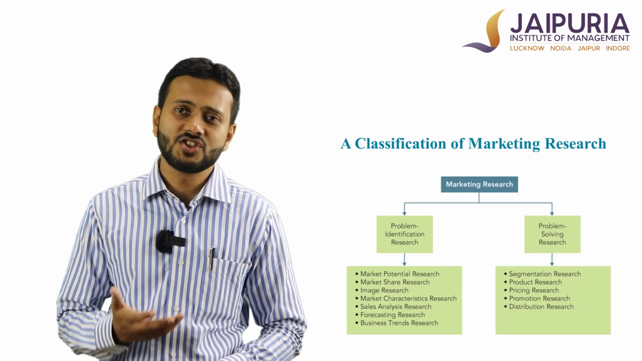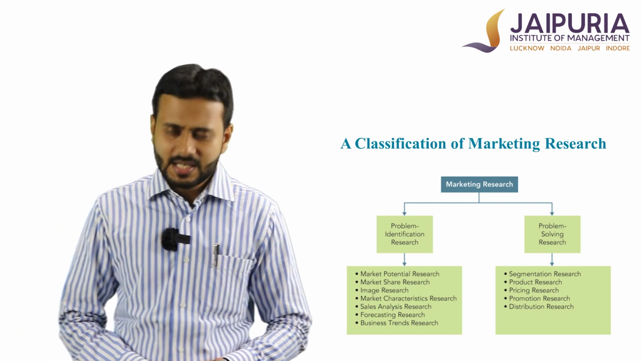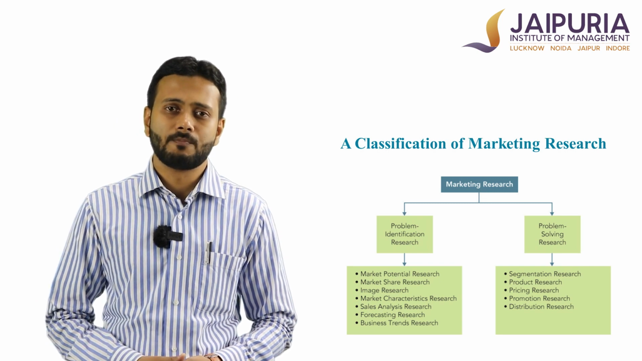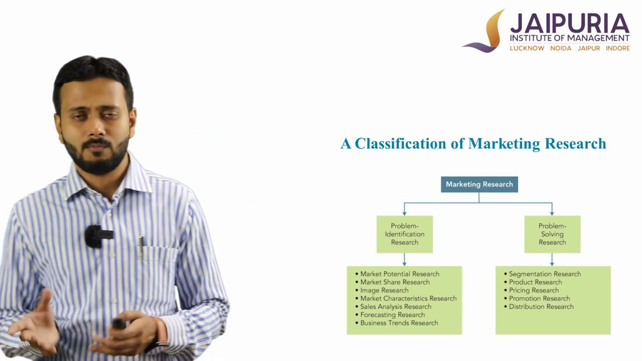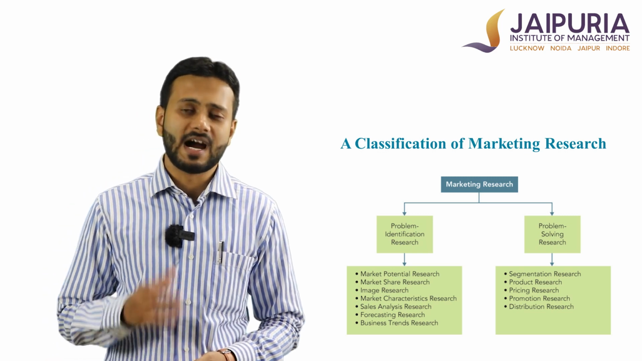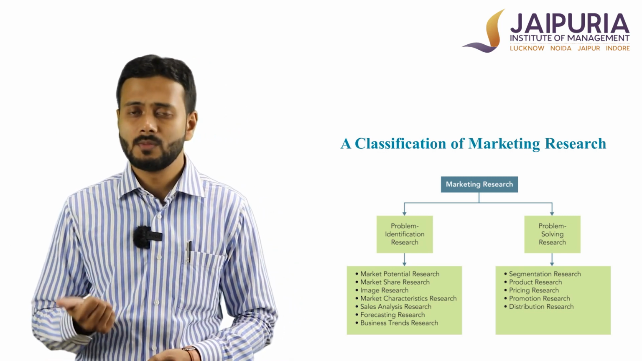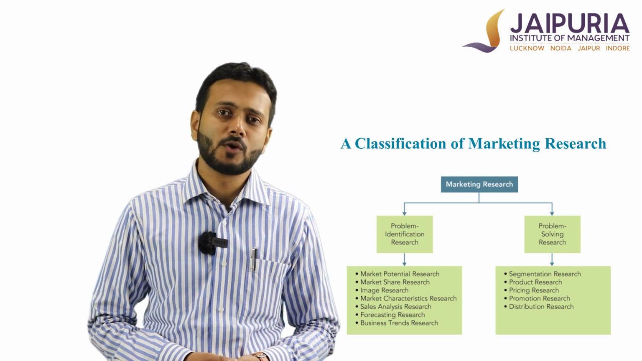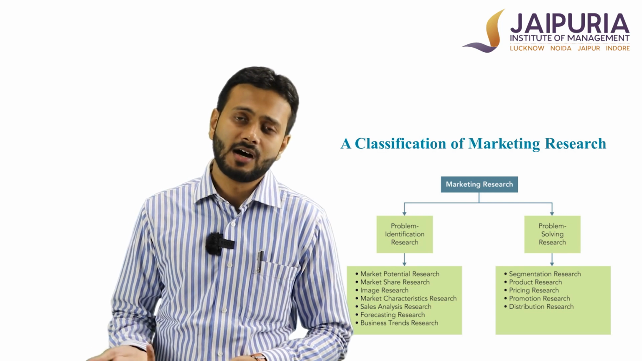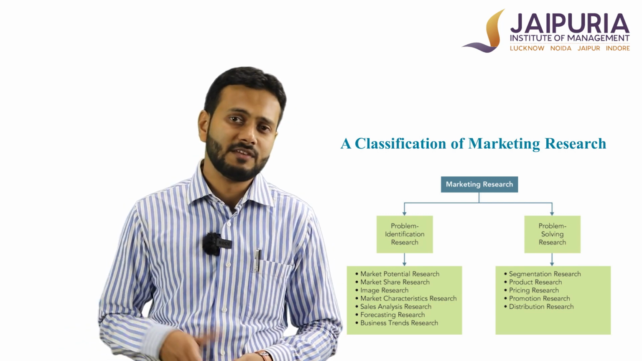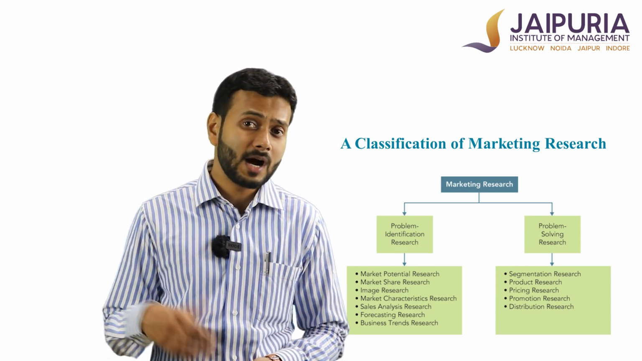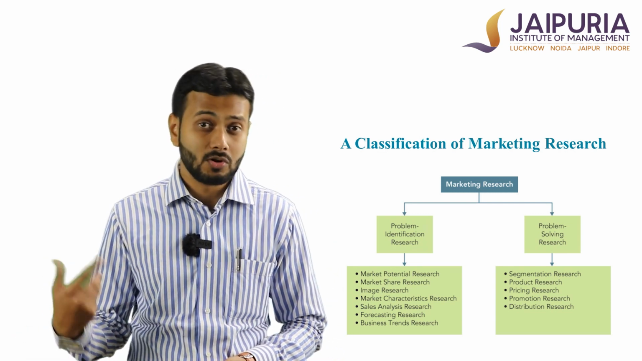Now, let's move to another core thing, that is the classification of marketing research. Basically, in general business terms, we have divided marketing research into two types of problem-solving sets of blocks. For example, first is problem identification research, and the second one is problem-solving research. Now, as the name suggests, in problem identification research, we have the following categories, such as when we are going to identify the market potential, for example, when we are going to identify the market share of a particular brand, particular product.